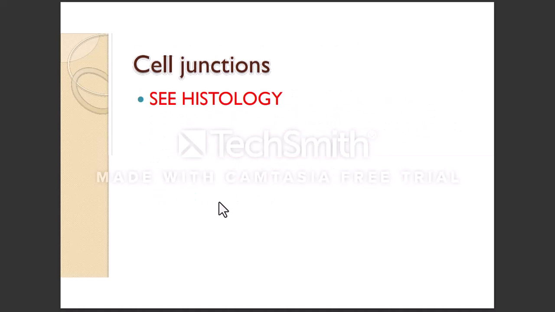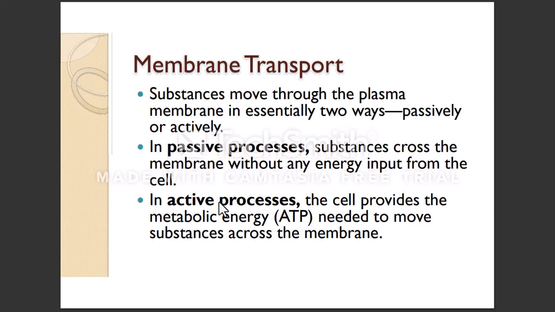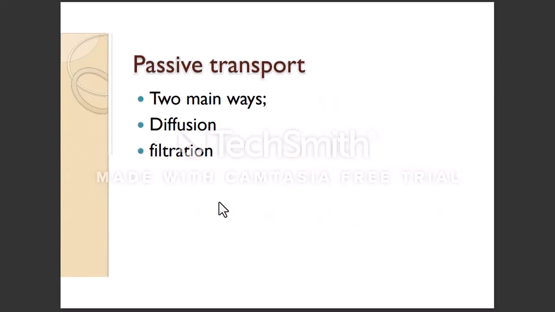Now we are going to talk about cell junctions, but in this cytology we are going to see cell junctions under histology, which will be coming up subsequently. We are going to look at membrane transport, the various processes by which substances move in and out of the cell. Substances move in and out of the cell by two processes. You have the passive process that doesn't require energy, and you have the active process that requires energy. Now we are going to look at the various passive processes and then the various active processes. Under passive processes, we have two main processes. We have diffusion, and we have filtration.